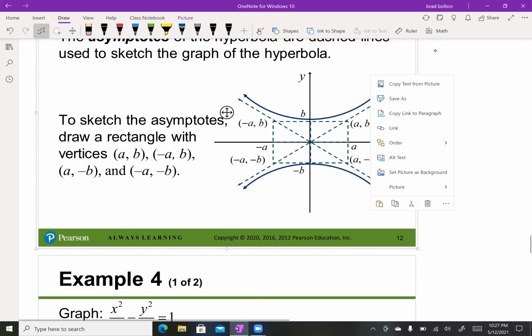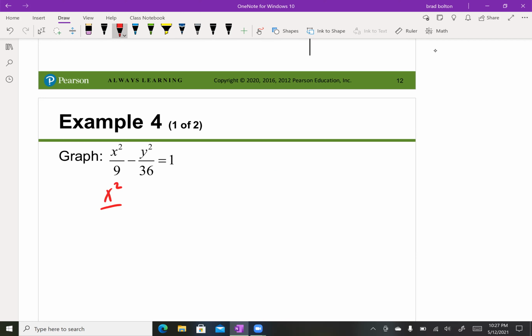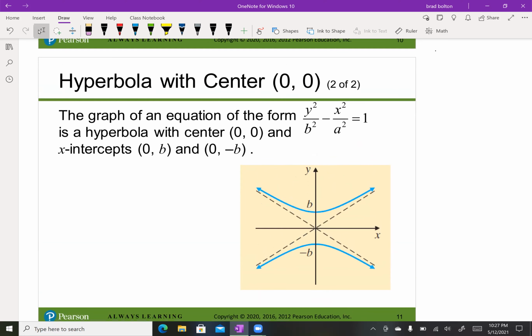So first things first, we notice that this could be x squared over 3 squared minus y squared over 6 squared. Now we know it's equal to 1, okay? So now here's the big deal. If the y is in front of the minus sign, then it is going to be an up and down facing hyperbola. If the x is in front of the minus sign, so it's x squared minus the y squared, then it will be a side-to-side hyperbola. So that's how you can tell.